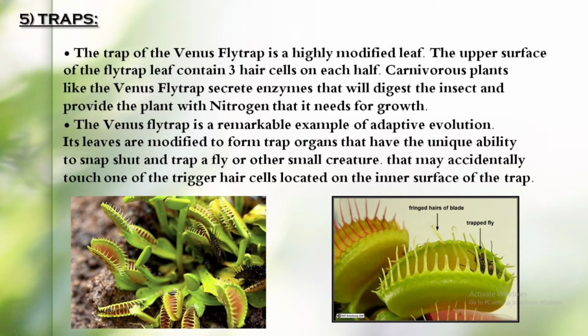Traps. Leaves of certain insectivorous plants such as pitcher plant and Venus flytrap are also modified leaves. The trap of the Venus flytrap is a highly modified leaf. The upper surface of the flytrap leaf contains 3 hair cells on each half. Carnivorous plants like the Venus flytrap secrete enzymes that will digest the insect and provide the plant with nitrogen that it needs for growth. Now let us see a video about the modification of leaf.